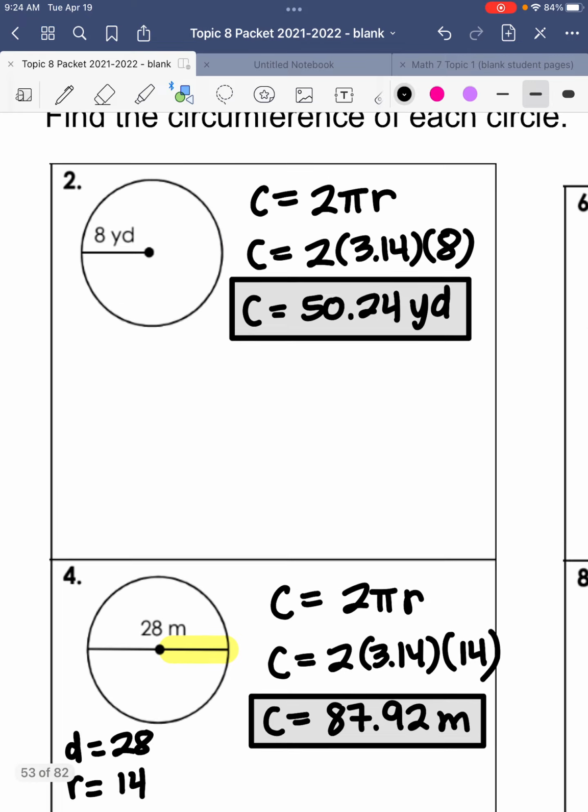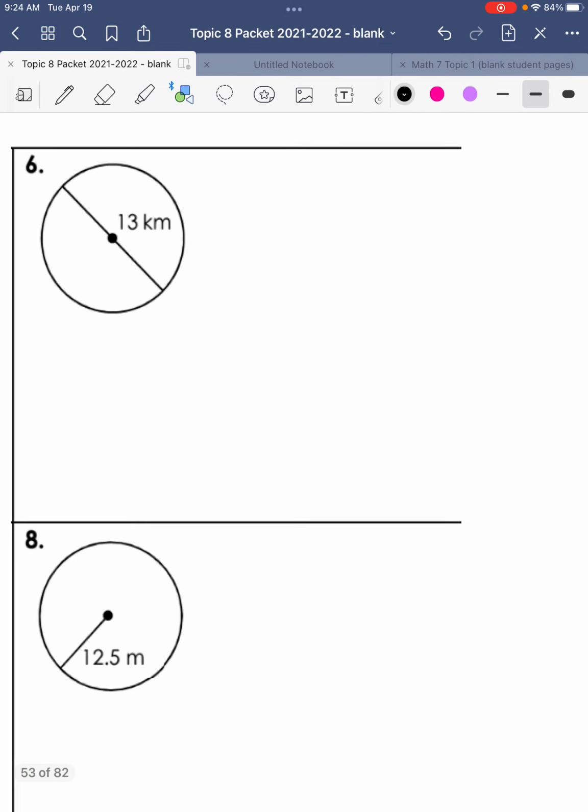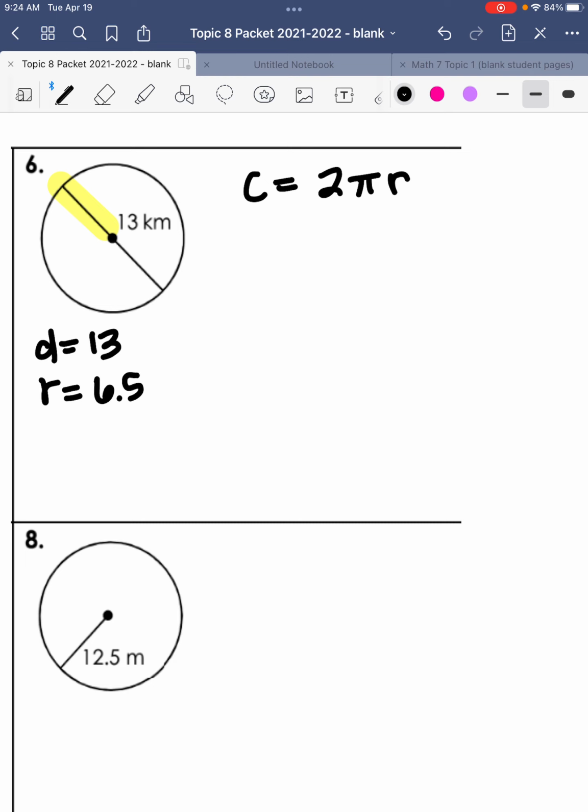Okay, moving on to number 6. So this time, again, I've been given a diameter, and I'm going to use the same formula, C equals 2 times pi times the radius. Now, I know that the radius goes from one edge to the center, so it's half of the diameter. So if my diameter is 13, my radius is half of that. So 13 divided by 2 is 6.5. So my radius is 6.5.